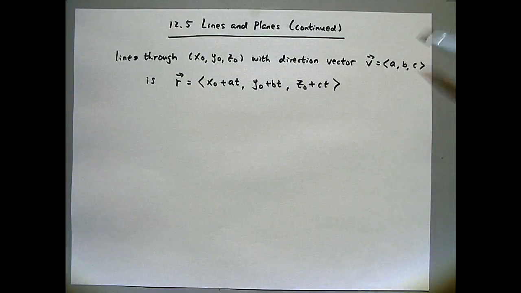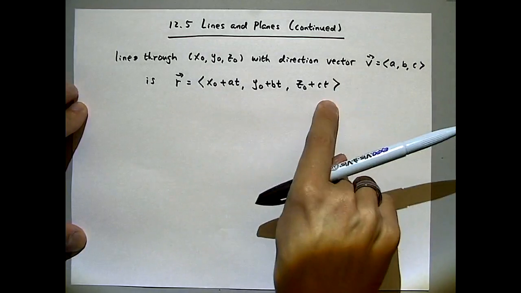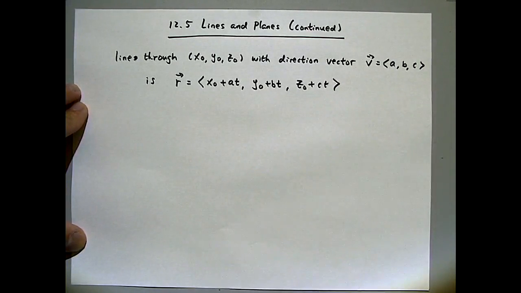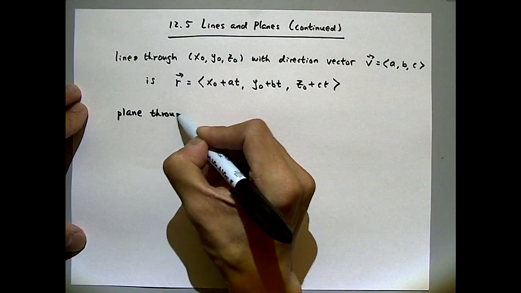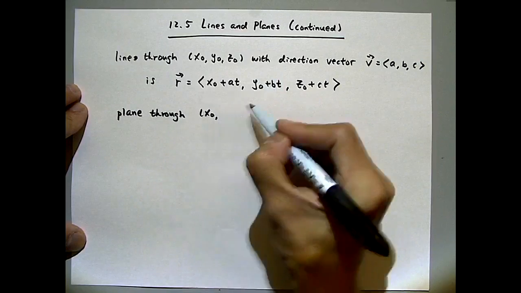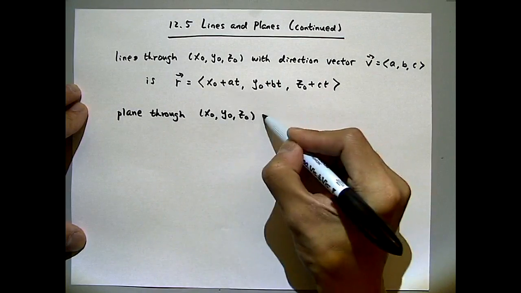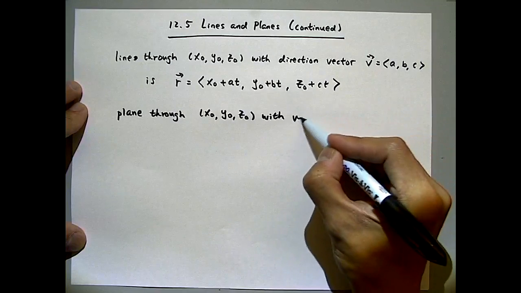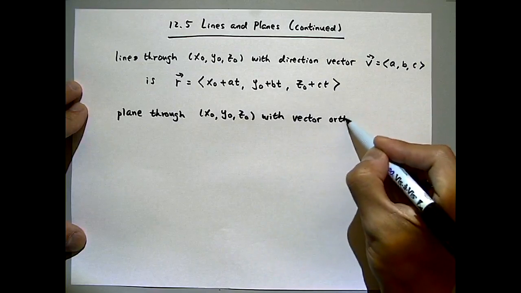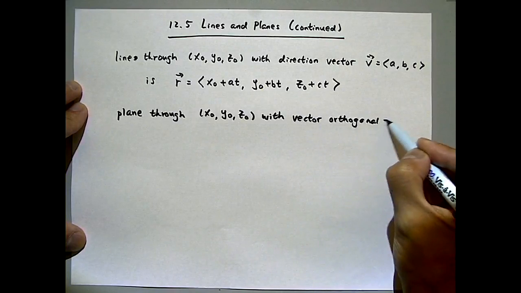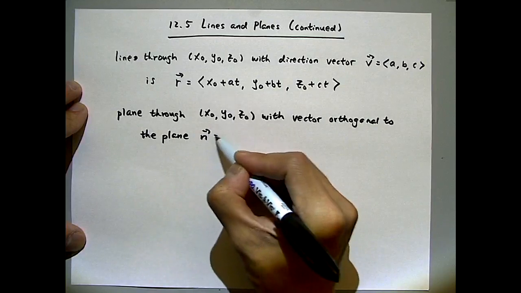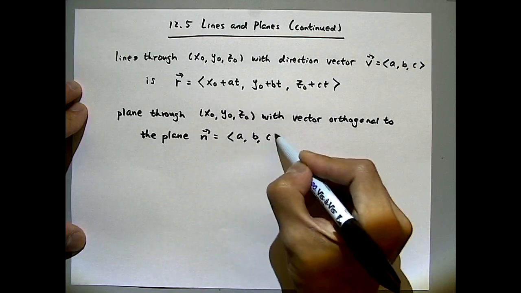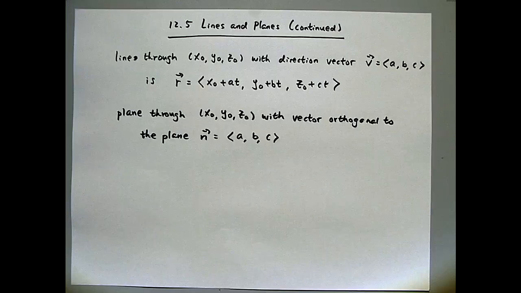All right, so this is the equation of a line going through this point with that direction, written in the vector form. Here are the x, y, z components. We saw this last time, just a very quick review. And similarly, for a plane that goes through the point, with a vector that's orthogonal to the plane given as n equal to abc again. Remember that the two equations are pretty similar.